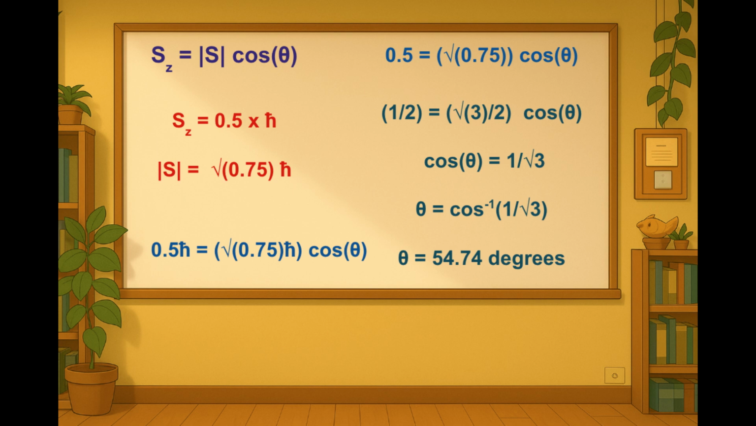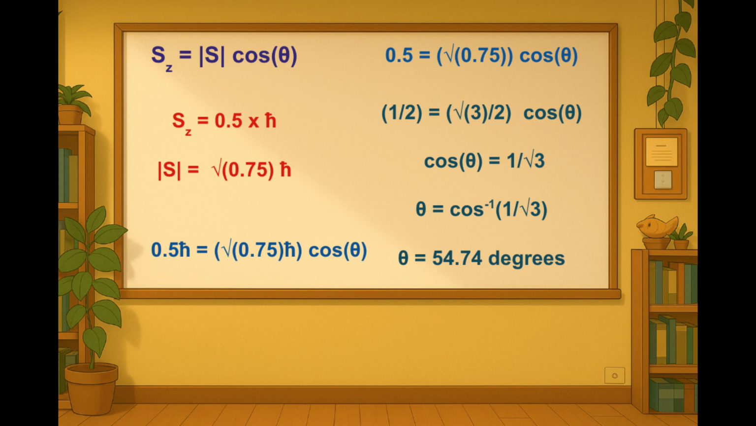Notice that h bar appears on both sides, so we can cancel it out, simplifying to 1/2 equals square root of 0.75 times cos theta. Since square root of 0.75 is the same as square root of 3/4, or square root of 3 over 2, our equation becomes 1/2 equals square root of 3 over 2 times cos theta. To find cos theta, we divide 1/2 by square root of 3 over 2, which gives us cos theta equals 1 over square root of 3.